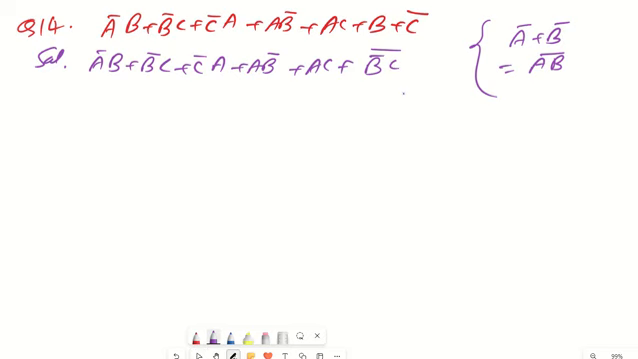Now we can have A bar B plus, how shall we try to bring the terms together so that it becomes a little bit easier for us? Okay, so can we take it like A bar B plus, let's say, C bar A, so it will become A bar plus A, something like that. I want to bring it.